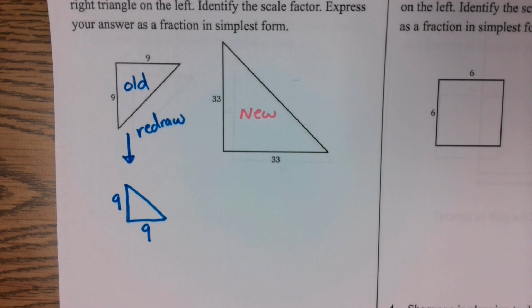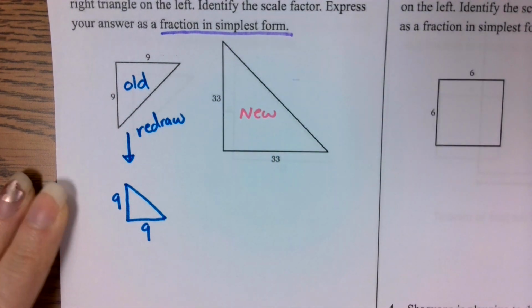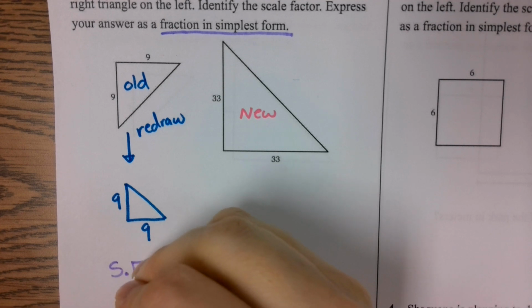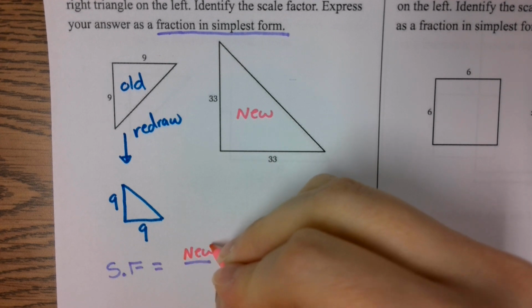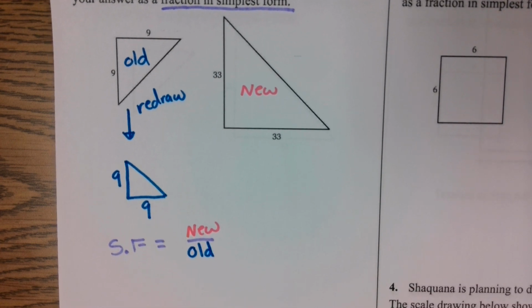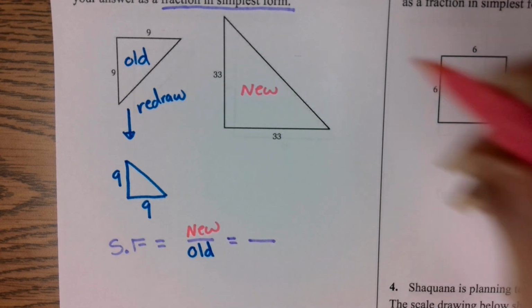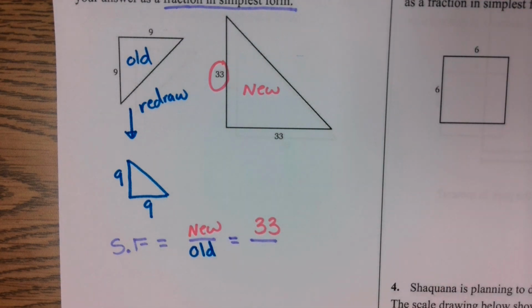Now, when we're going through it, you also want to keep in mind that the question is saying that they want the scale factor in fraction form, and it has to be in simplest form. So when I'm identifying my scale factor, remember that scale factor is found by taking whatever your new values were and dividing them by the old values, or setting it up as a fraction, new over old. So in this situation, my new value was a 33, so that's going to get located on the top of my fraction. My old value was a 9. That's going to get located on the bottom of my fraction.